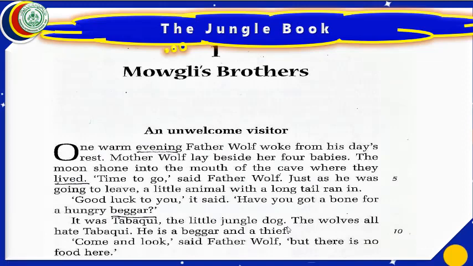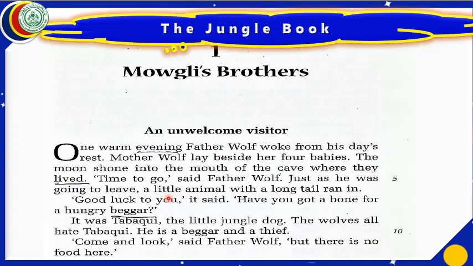Dear students, this is the first page of this book. Let us start reading. Mowgli's Brothers. An Unwelcome Visitor. One warm evening, Father Wolf woke from his day's rest. Mother Wolf lay beside her 4 babies. The moon shone into the mouth of the cave where they lived. Time to go, said Father Wolf, just as he was going to leave.